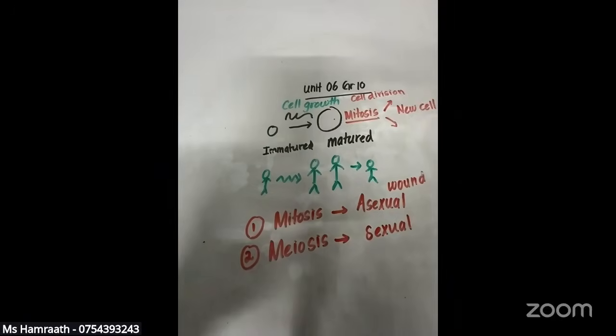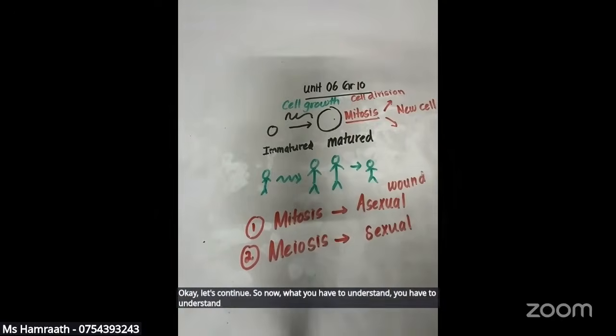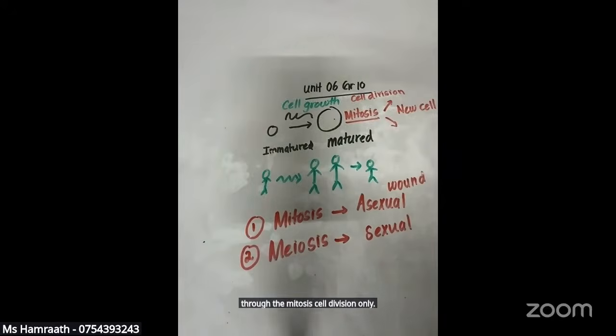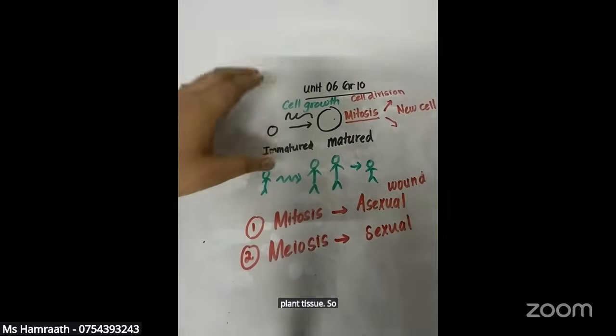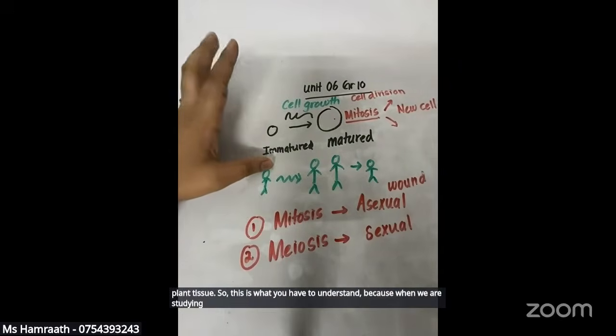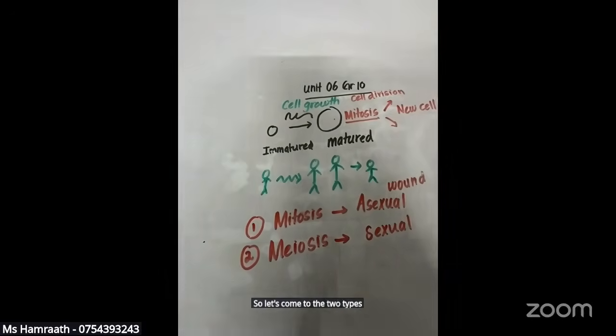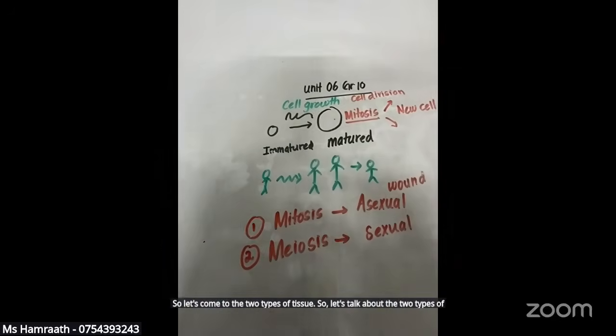Okay, right. Let's continue. So now what you have to understand is that through mitosis cell division only, new cells are produced in the plant tissue. Because when we are studying mitosis cell division, it will appear in your definition, right? So let's come to the two types of tissue, and let's talk about them so you will understand in detail.